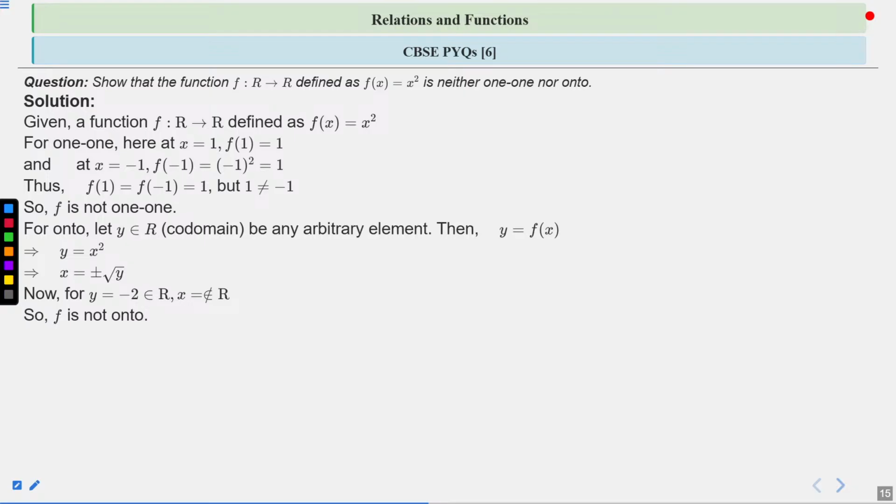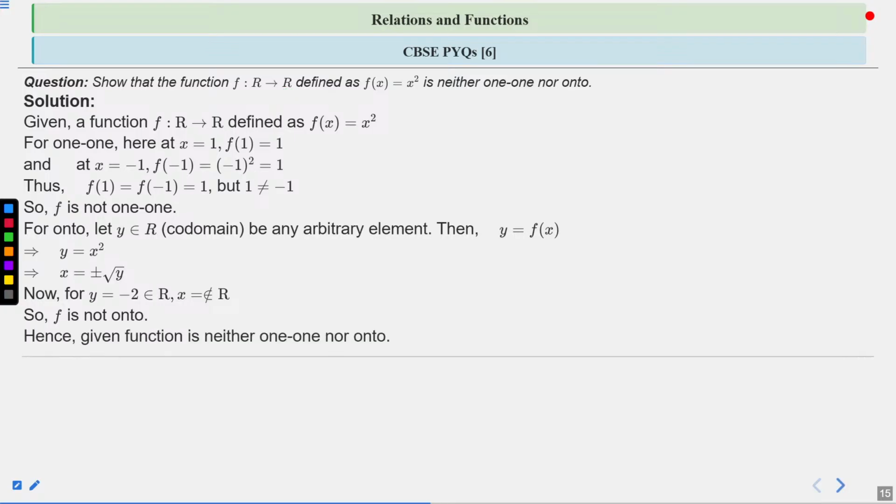The range of this function is always non-negative numbers, but the codomain is all real values. So the codomain is not equal to the range. Therefore, we can say that the function f is not an onto function, right? Clear?